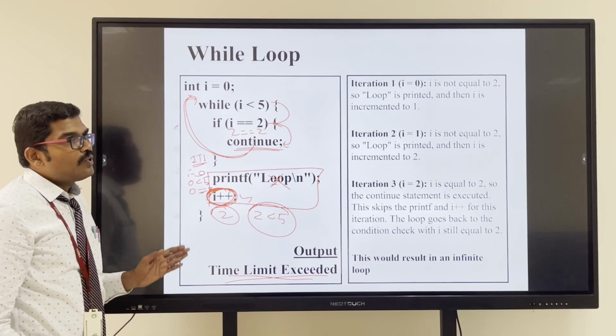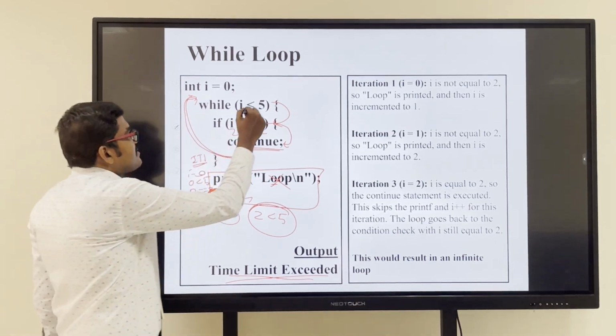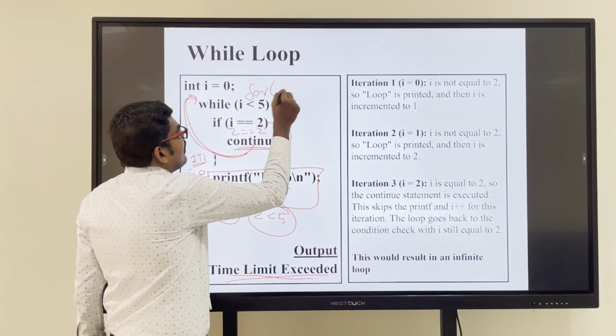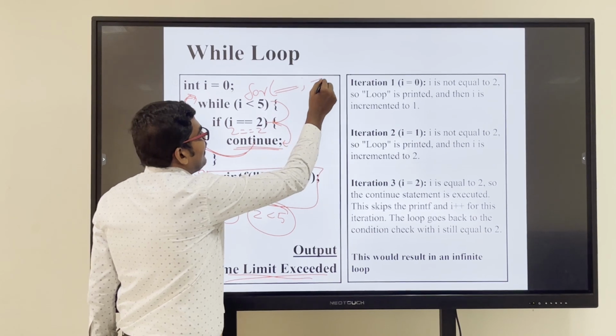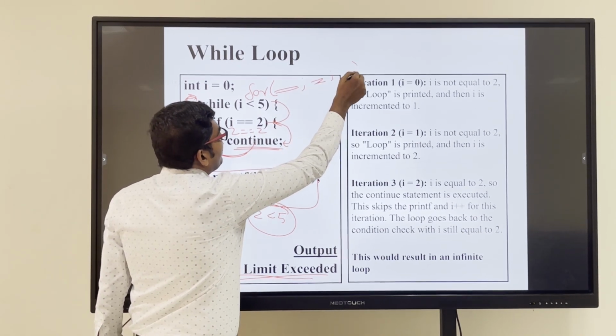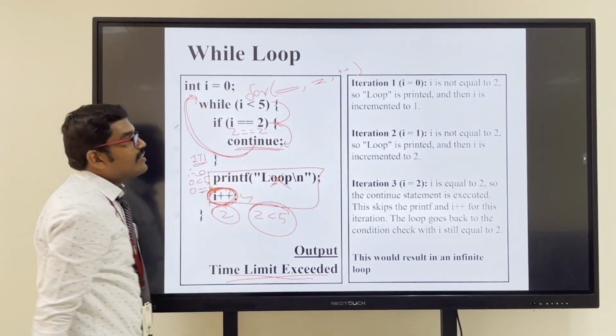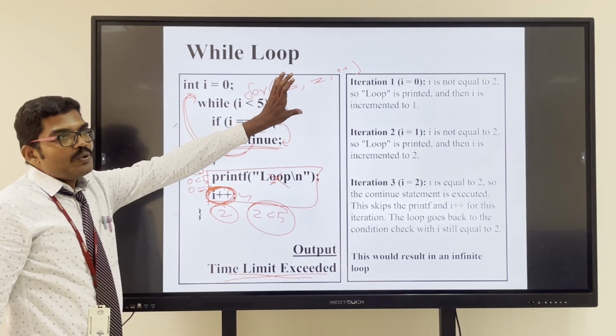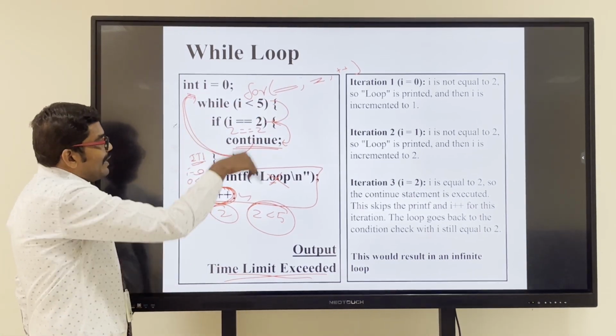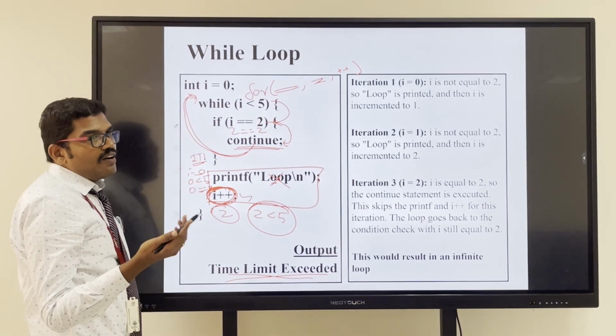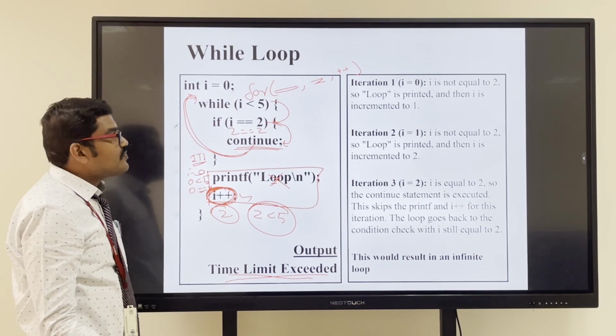But in a for loop there is no issue because the structure is already defined. Initialization should be there, condition should be there, increment or decrement should be there. Everything is defined, so there will be no chance of error at all. But in a while loop, we have full access to place it wherever you want.